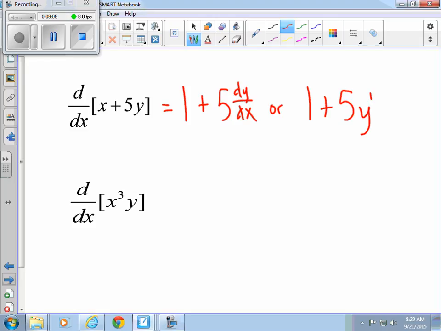What do I need to do on the next one? Product rule. Very good. That's the most common mistake with implicit differentiations, forgetting to do a product rule. Left, d right. What's the derivative of y? Derivative of y, right? You can write either one. You can write y prime or dy dx.